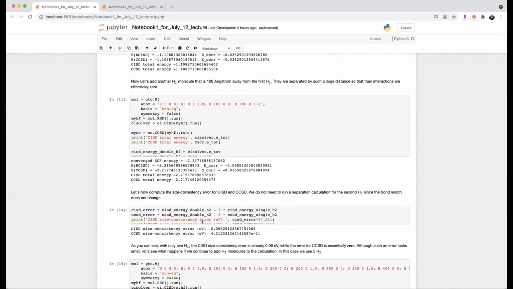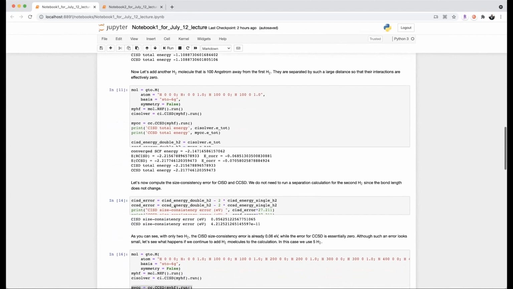Now we can compute the size consistency error for CISD and CCSD. We do not need to run a separate calculation for the second hydrogen molecule, since both hydrogen molecules have the same bond length. So the size consistency error can just be computed by subtracting 2 times the energy of a single H2 molecule from the energy of the 2 H2 molecule system.